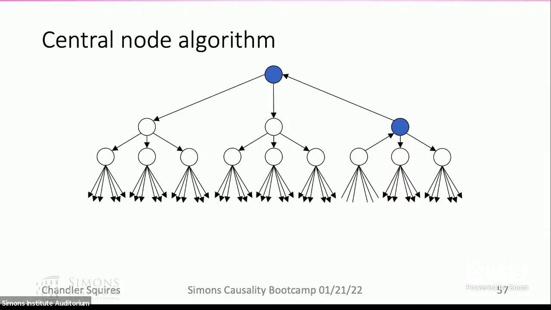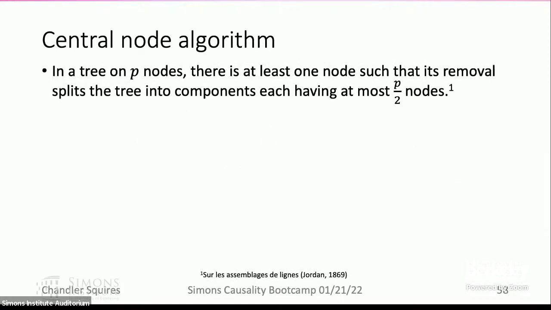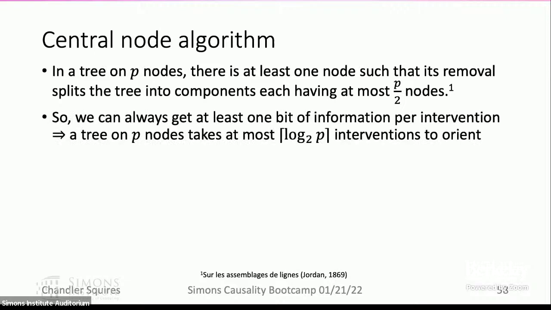And in general, there's this nice property of trees that they always have what's called a central node in this literature, which is a node where, when you remove it, all of the remaining subcomponents are at most half the size of the original tree that you started with. So essentially, this is telling you that at each of the interventions that you do here, you get 1 bit of information because you're reducing the size by half.